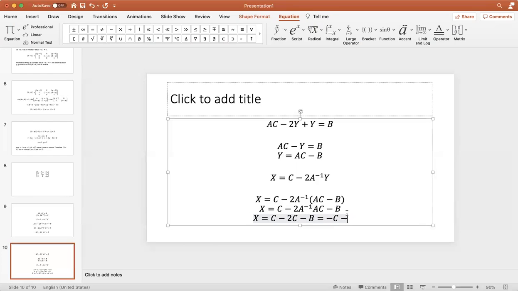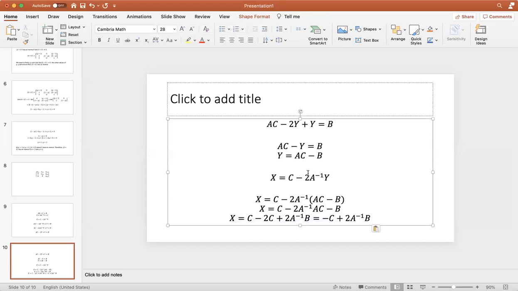Sorry, you still have 2A, no? You still have to distribute this across, since it's A, B, and C. Okay. So you have 2A inverse B, correct. 2A inverse B. Okay. So in other words, you have negative C plus 2A inverse B. So there you go. You have an expression of x and y in terms of A, B, and C. Okay. So questions?